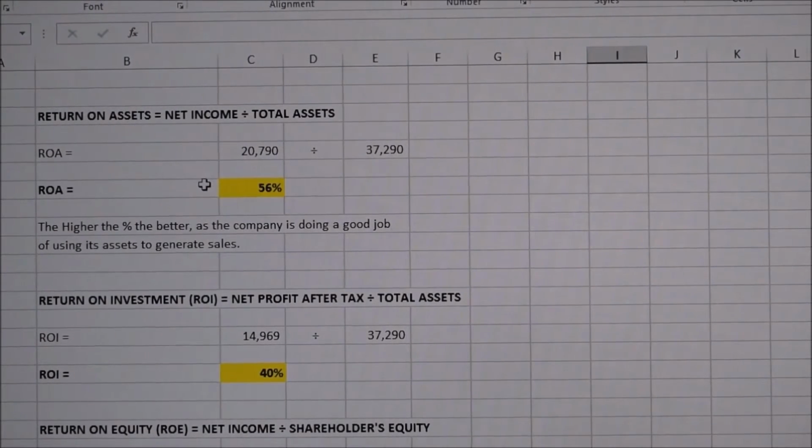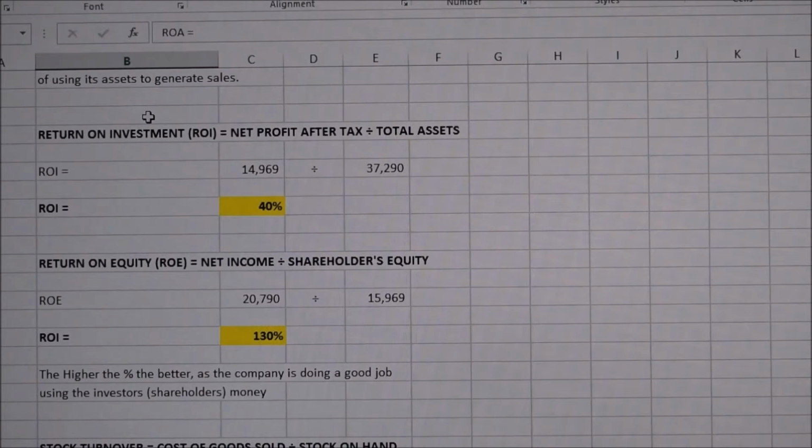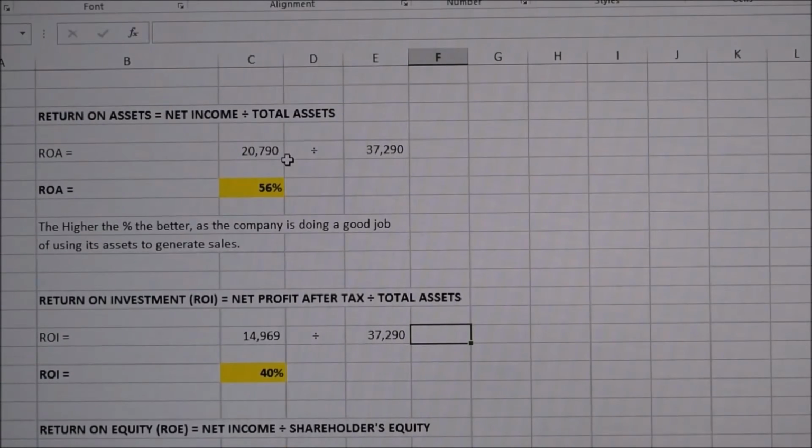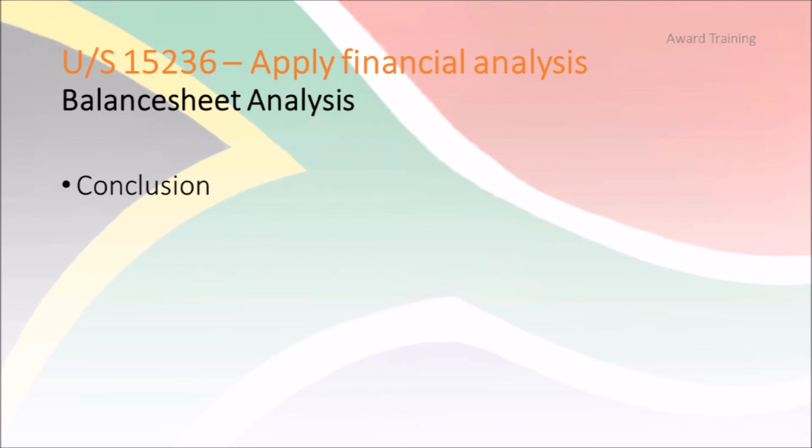assets to generate sales. A very important ratio, especially for your investors, is your return on investment, commonly known as ROI. This time, the net profit figure is your after-tax figure, and you divide that by your total assets. So the difference between the return on assets figure and the return on investment is that we are using the net profit after tax figure. We calculate this and we see that your return on investment is 40%.